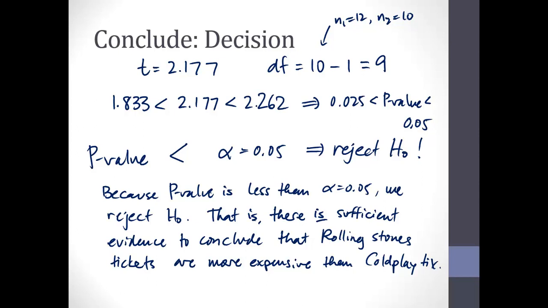So again, because our p-value is smaller than our alpha of 0.05, we're going to reject the null hypothesis. And what rejecting the null hypothesis means is that we can say there is sufficient evidence to conclude that Rolling Stone tickets are more expensive than Coldplay tickets.